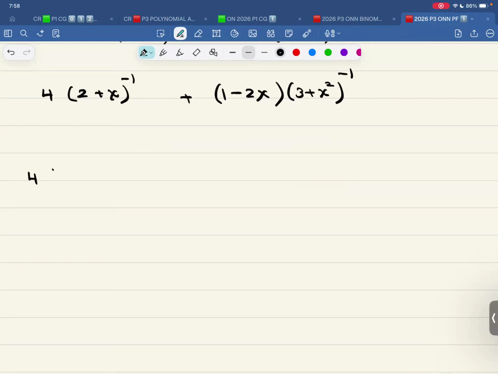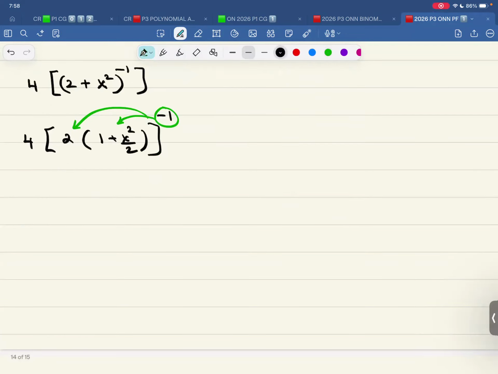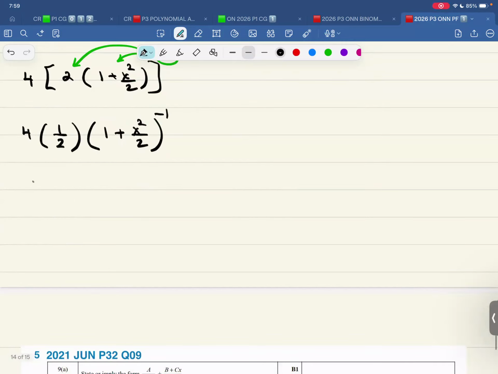So this is 4 times (2 plus x squared) raised to the power of negative 1. That is 4, taking 2 common, (1 plus x squared over 2) raised to the power of negative 1. And this negative 1 is applicable not only on the bracket, but also on the constant. So therefore, this is 4, 2 raised to the power of negative 1 is half, times (1 plus x squared over 2) raised to the power of negative 1. We studied it last time.